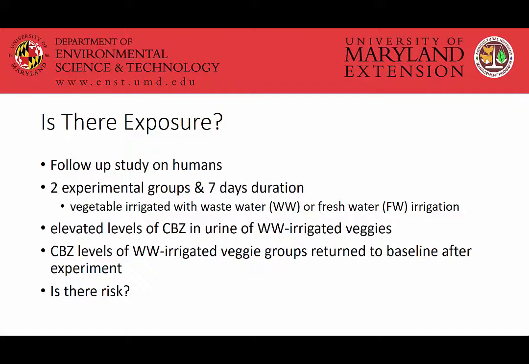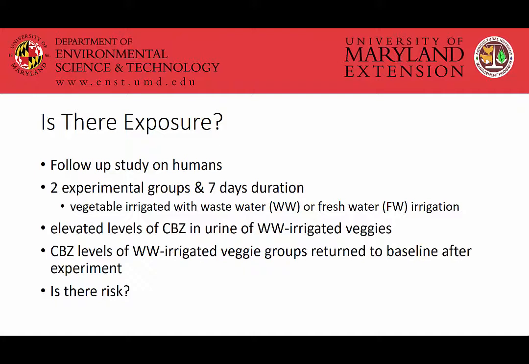And he had two experimental groups, people whose vegetables were irrigated with wastewater that contained this drug, and people who ate their vegetables that had only been irrigated with fresh water. And sure enough, he found elevated levels of this drug in the people whose veggies were from wastewater irrigated water, okay? He also found that once they went off that and started eating freshwater irrigated crops again, that their levels returned to baseline. So the question you might want to ask yourself is, well, is this bad?